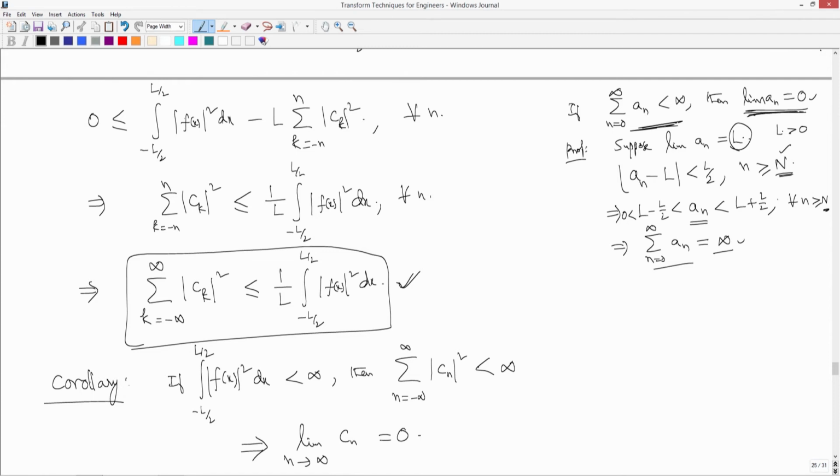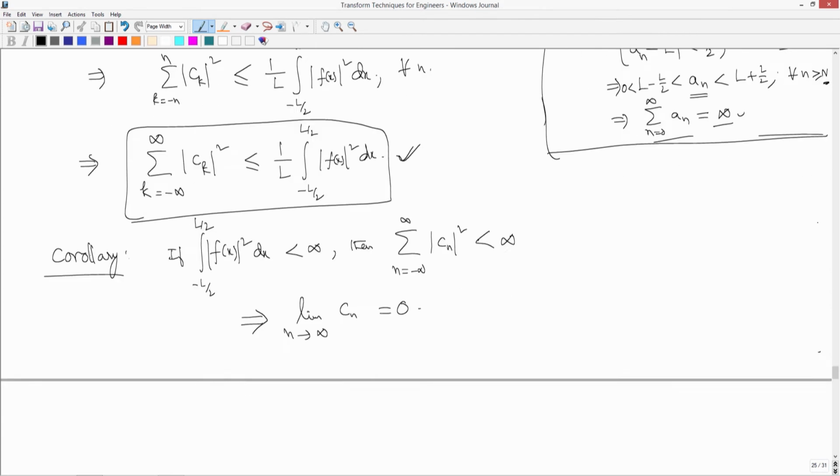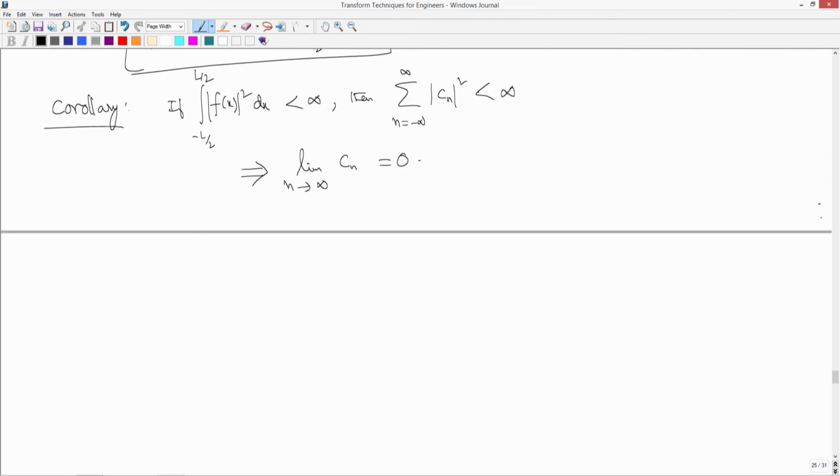This is a small result on sequences and series of real numbers. So using that, you can see that this limit quantity has to go to 0. So this is the Riemann-Lebesgue lemma.